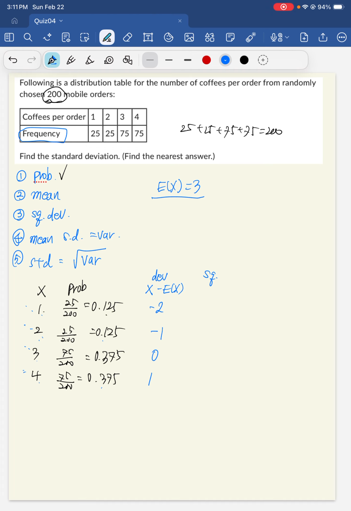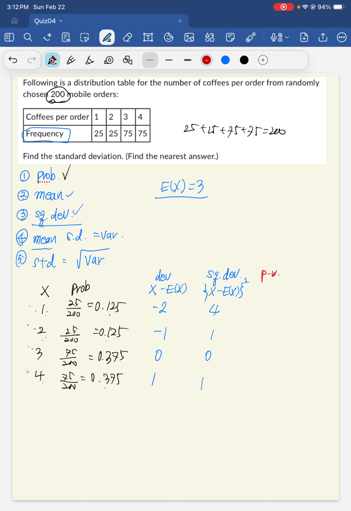And you square them. Squared deviations are literally squares. So -2 squared is 4, -1 squared is 1, 0, 1. Simple. The second and third steps are done. And now we are going to calculate the mean of these squared deviations, using probability weighted squared deviations with these probabilities.